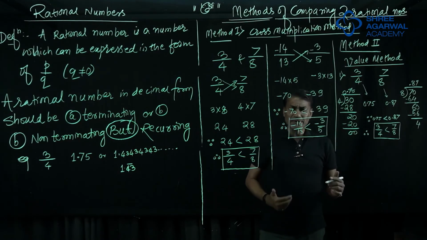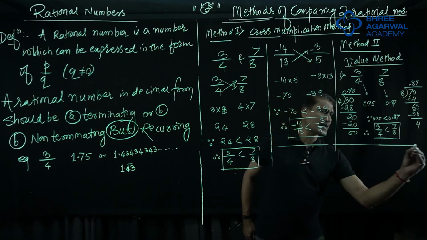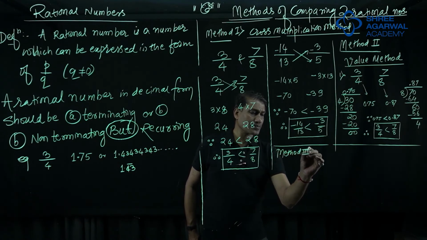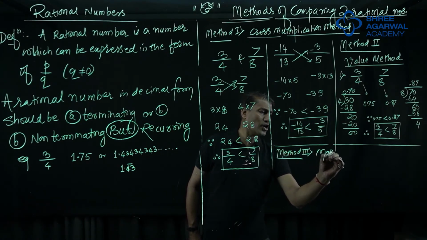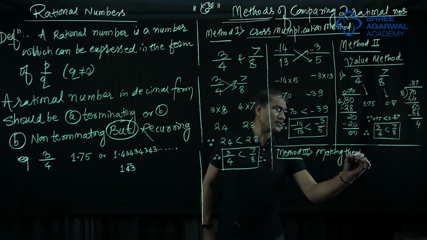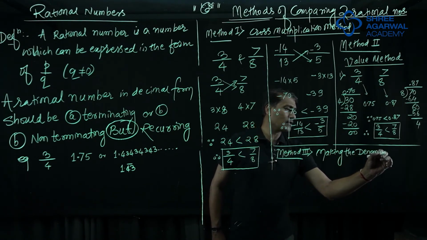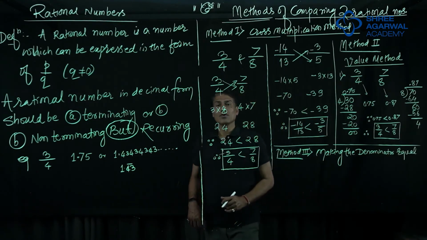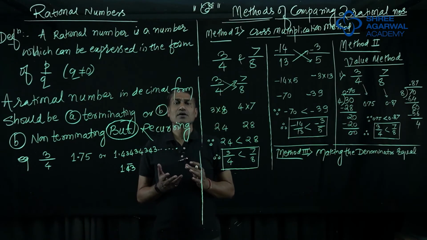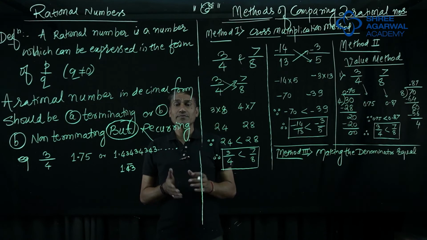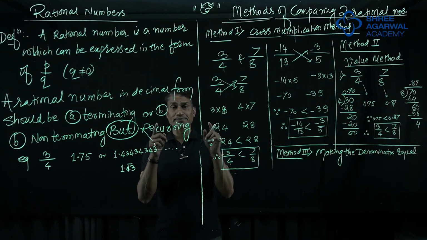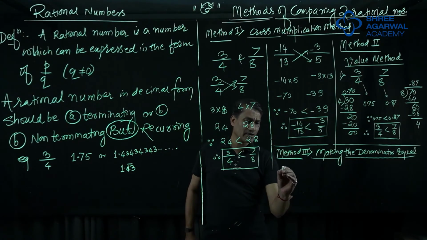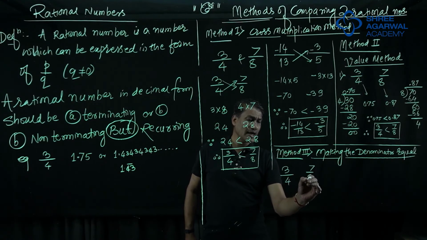As I told you, let me take for you another example, another method. Method 3. Making the denominator equal. In this case, what we do? When the two rational numbers are given with different denominators, we make their denominators equal by taking their LCM. Let us take this and see. Again, I will take the same fractions, 3 upon 4 and 7 upon 8.